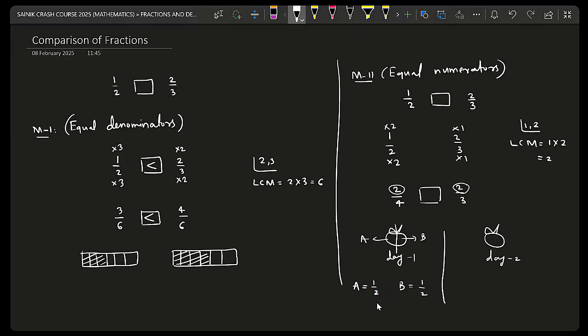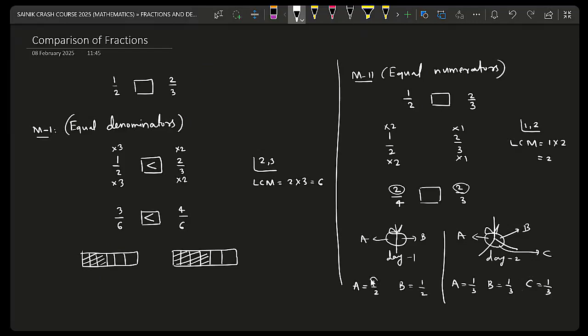But what happened on day 2? One of the relative's children visited. Then the father asked to share between all the three. So the apple will be divided into three equal parts. This will go to child A, this will go to child B, and this will go to child C. Now on day 2, child A ate one third of apple, child B ate one third of apple, child C ate one third of apple.